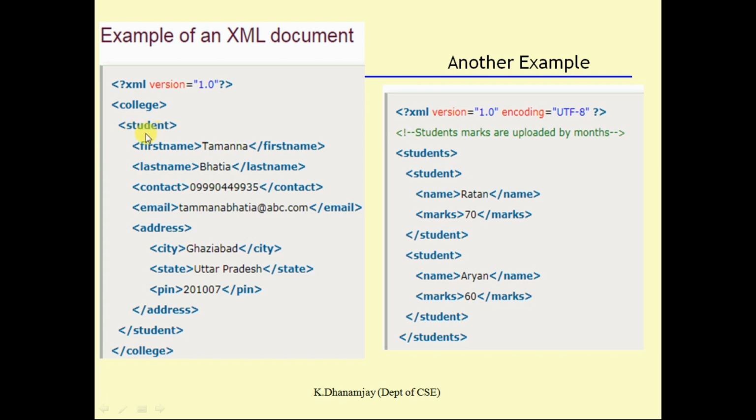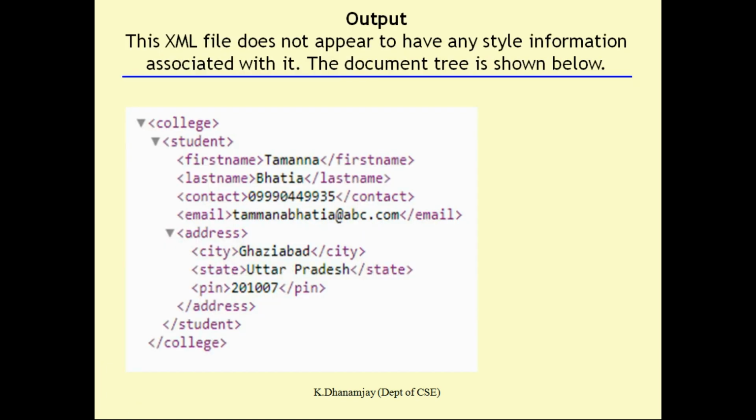And the student will have an address, right? You can get the address here by specifying different child elements. Okay, this is also one type of XML document. Another simple example, I can have student marks uploaded by month, like that. Here I can use student 1, student 2, which has a root element, parent element and child elements.